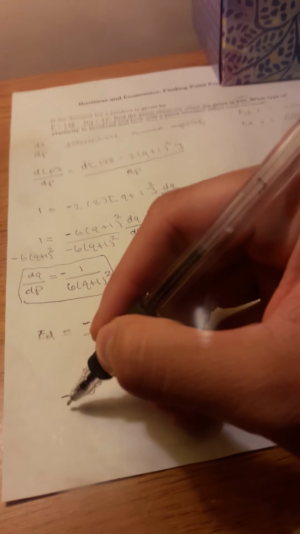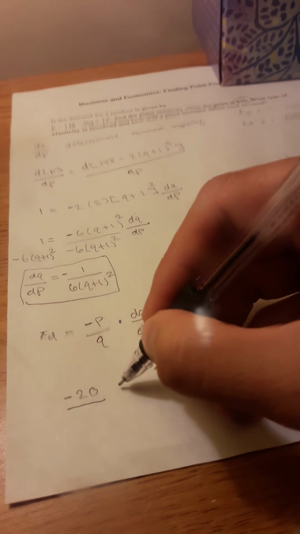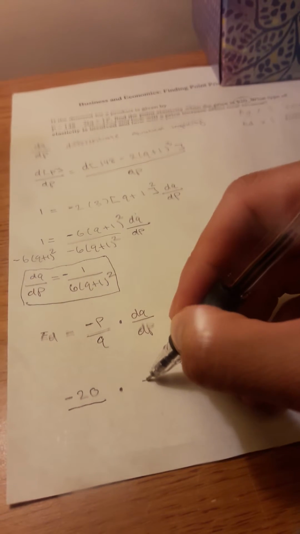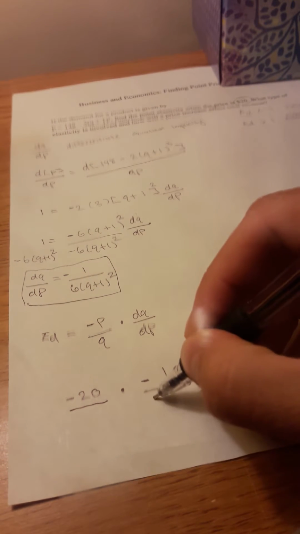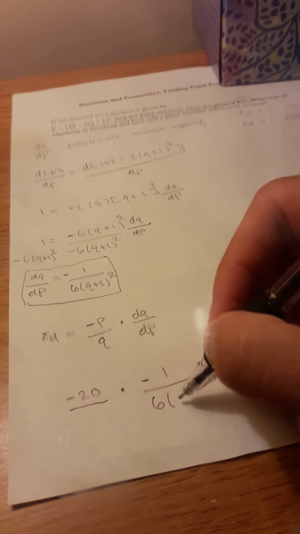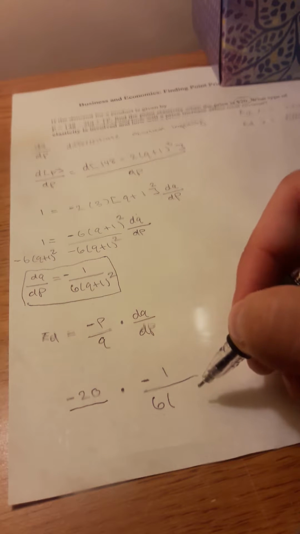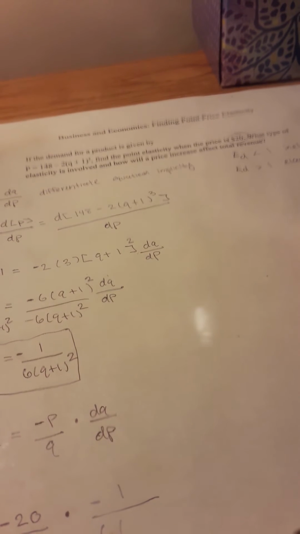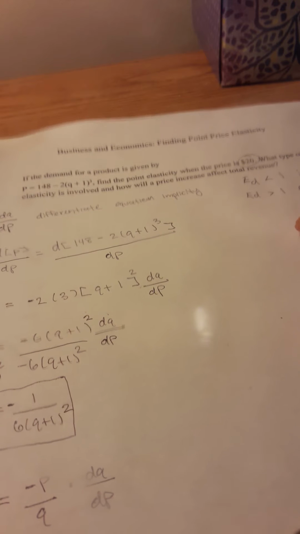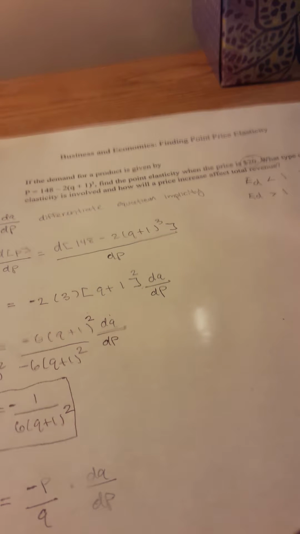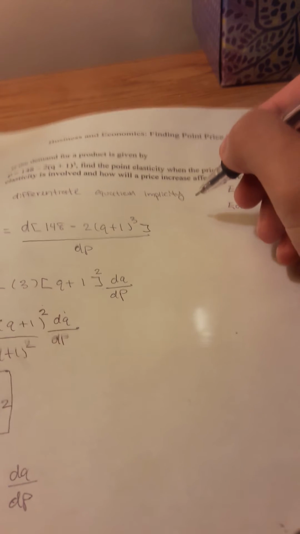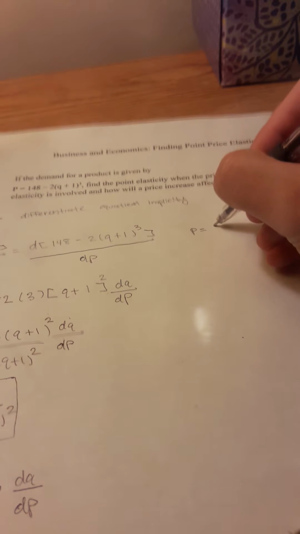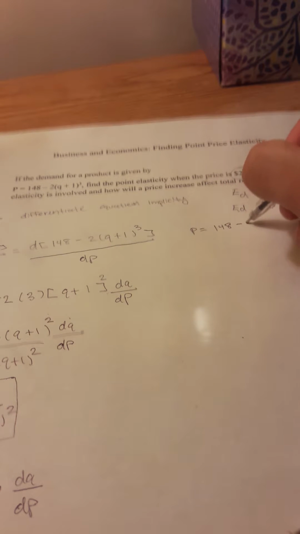Okay, we don't know what Q is yet. We're going to multiply this by dq dp, which is negative 1 over 6. Again, we don't know what Q is. So at this point, we're going to have to solve for Q before we go any further. To solve for quantity, let's refer back to our price equation, or our demand equation, which is P equals 148 minus 2q plus 1 cubed. And this is our demand equation.